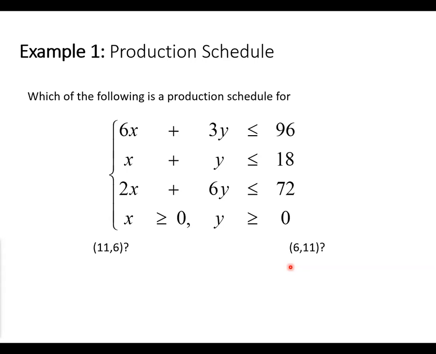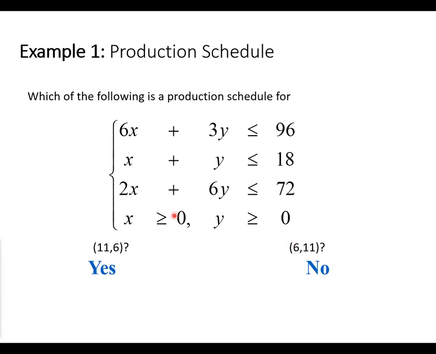What you should see is that our first one was yes, but this one is no. If you substitute a 6 right here, 6 times 6 is 36, and then 3 times 11 is 33. That gives us 69, still fine. And 6 plus 11 is still below 18.